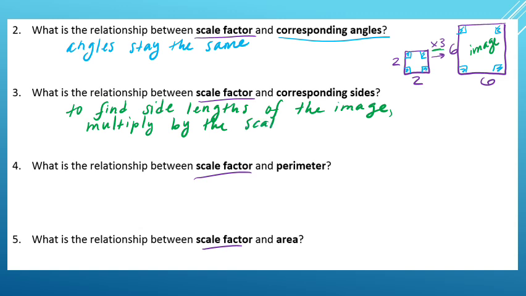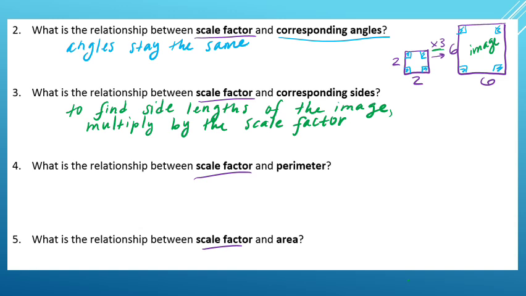So if my shape is getting 3 times bigger, I'm multiplying each side length by 3. If my shape is getting 2 times smaller, I'm going to be multiplying each one by a half. All right, the next one is about scale factor and perimeter.